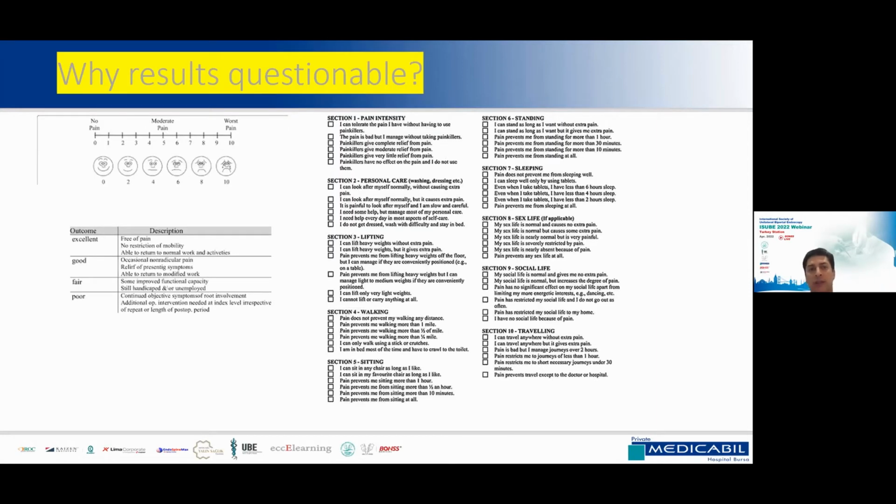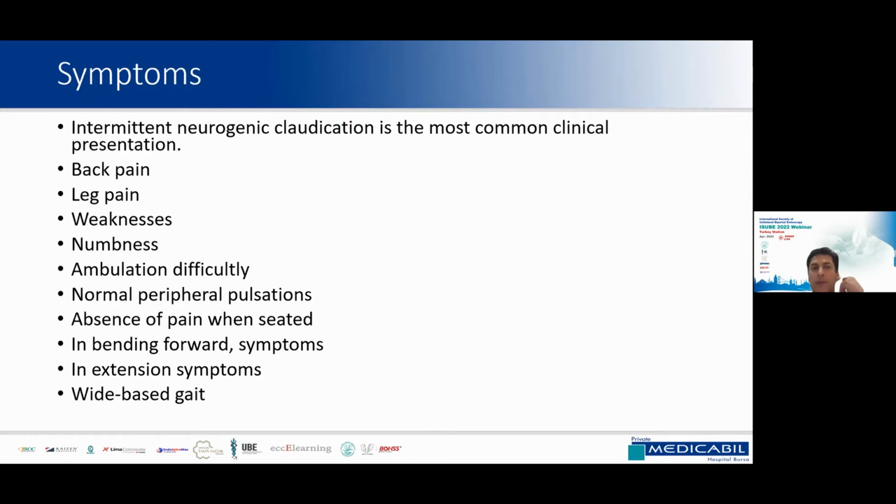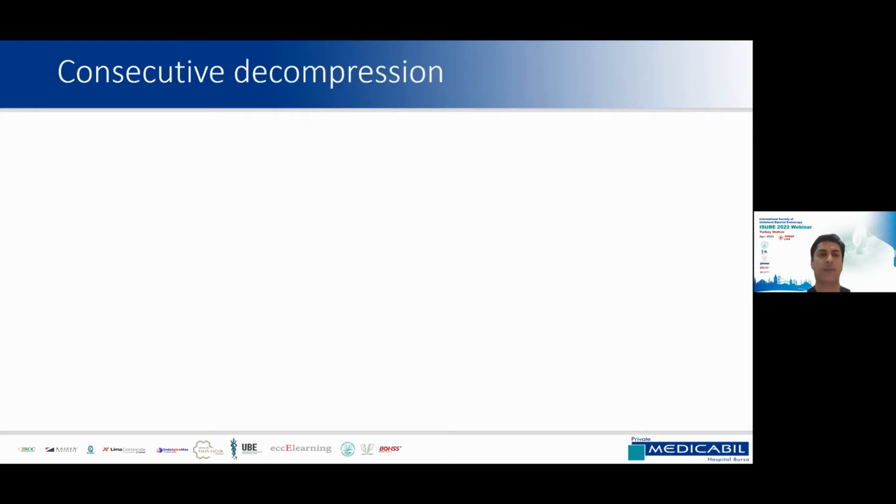As you see here, in lumbar spinal stenosis, the symptoms we mostly see are intermittent neurological claudication, back pain, leg pain, weakness, numbness, ambulation difficulties, normal peripheral pulsations, bending or extending related symptoms, and gait changes.